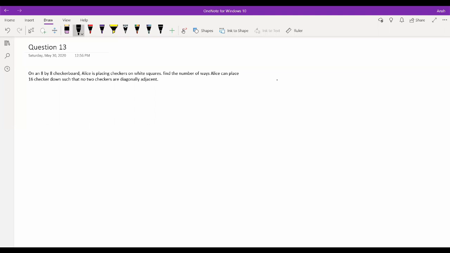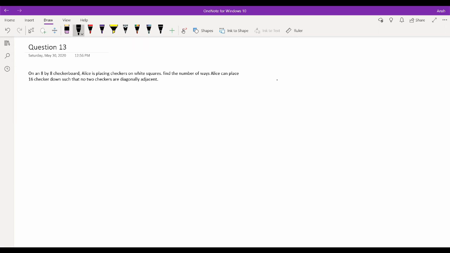So we are on an 8x8 checkerboard. Alice is playing checkers on white squares. And it asks us to find the number of ways Alice can place 16 checkers down such that no two checkers are diagonally adjacent. So we know that they're on only the white squares. So we also don't want it to be diagonally adjacent to any of the squares.